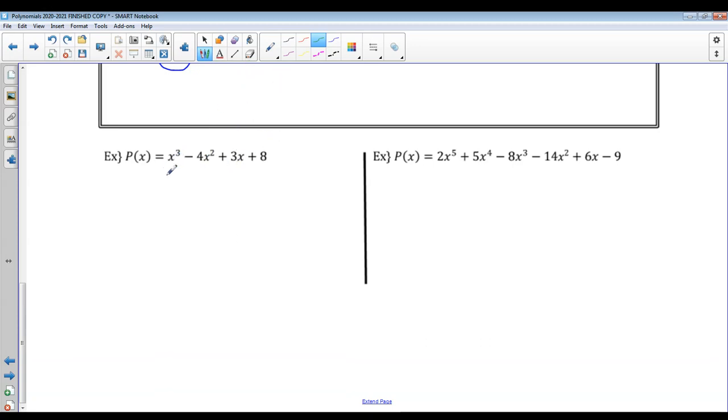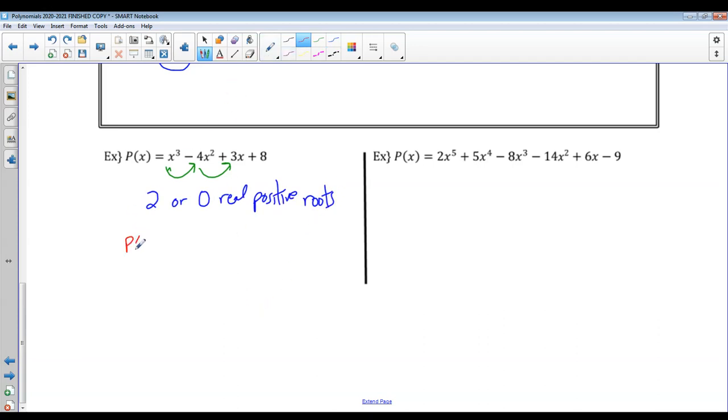So we look at the sign changes. It goes from a positive x cubed to a negative 4x squared. That's one sign change. It goes from a negative to a positive. There's my second sign change, and then it stays positive all the way to the end. So for p of x, there's 2 sign changes. That means there could be 2 or 0 real positive roots.